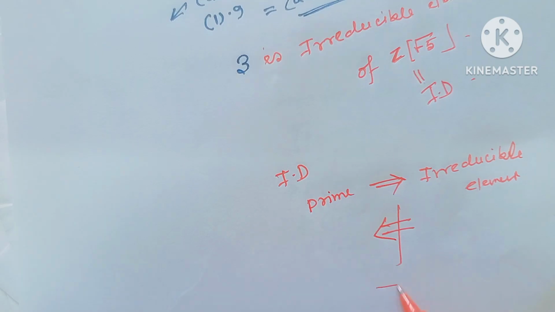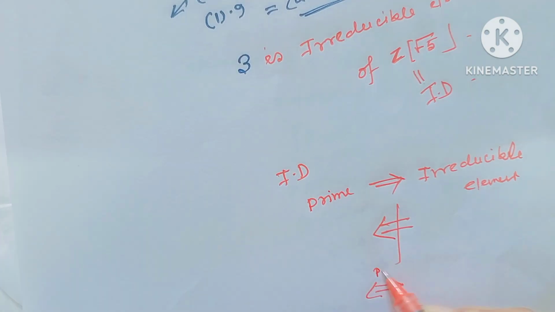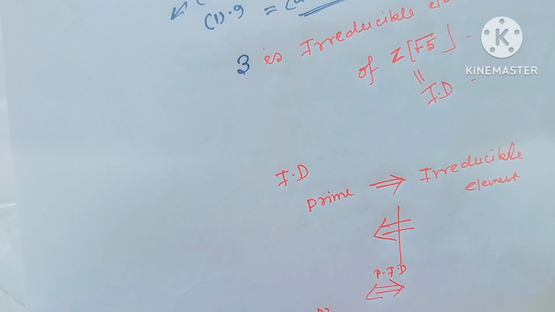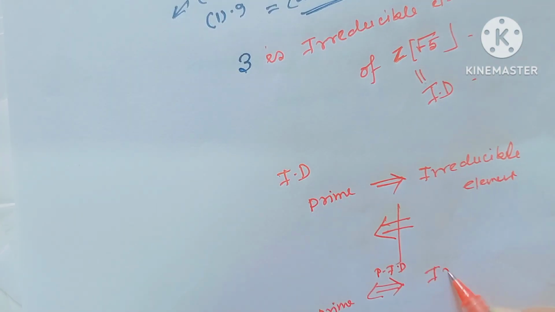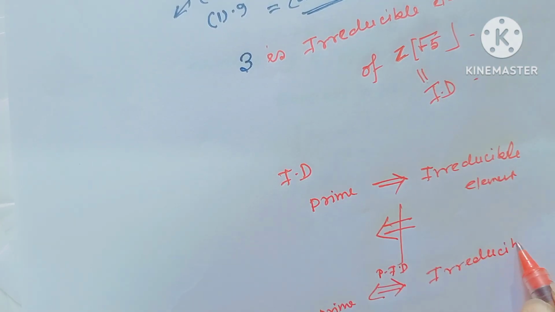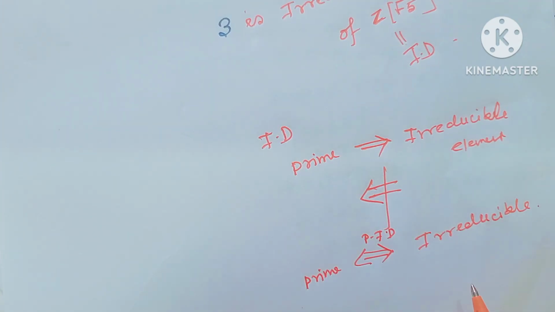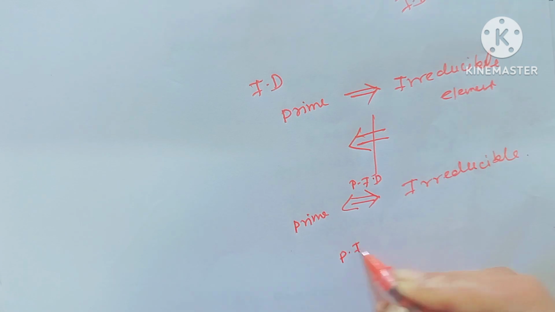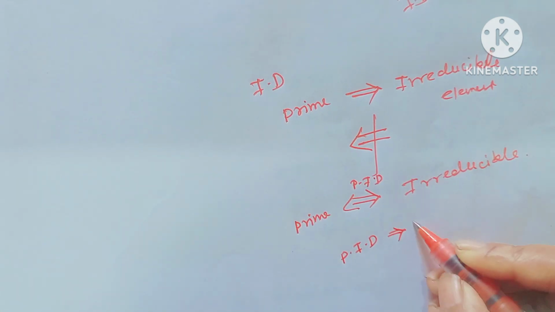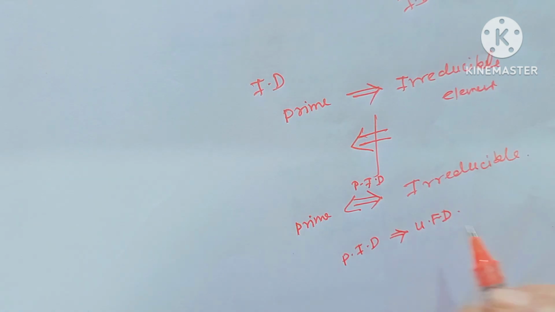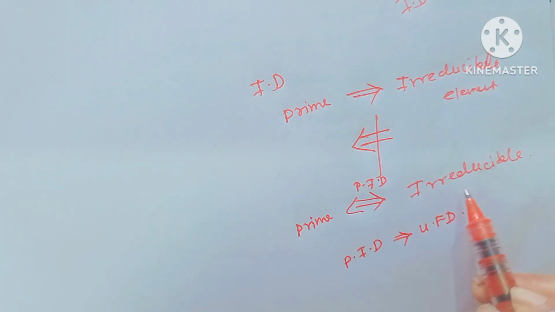But when the ring is PID, then prime implies irreducible. This is the if and only if condition. Few minutes ago I have told you, when the ring is UFD, then prime and irreducible element are if and only if condition. Actually, when PID, then that implies always the ring is UFD. So in PID, prime and irreducible both coincide with each other. Okay.